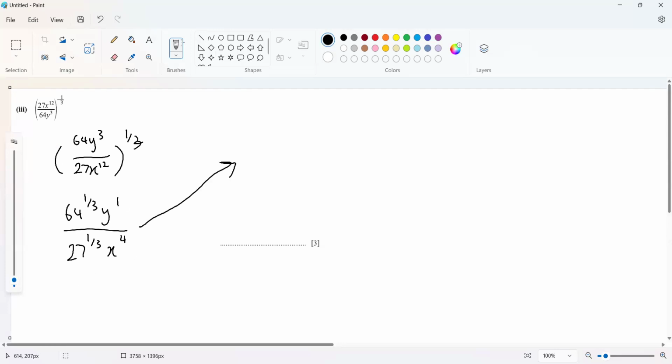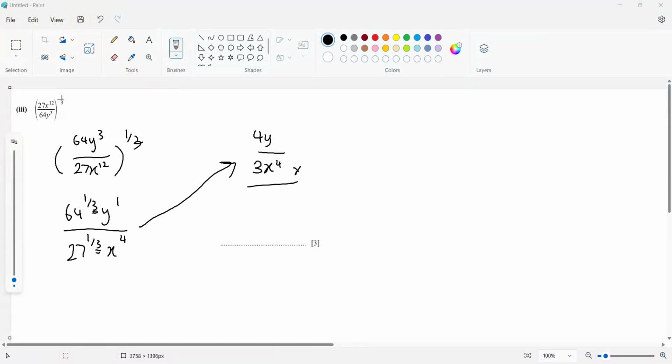So from here, power of 1 over 3 means this is cube root, and this is cube root as well. So cube root of 64 is 4y, and cube root of 27 is 3x power 4. And that's our final answer. You are not allowed to leave it in fractional index, so please calculate out the value fully.